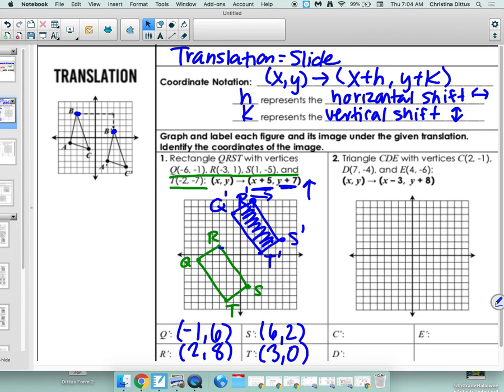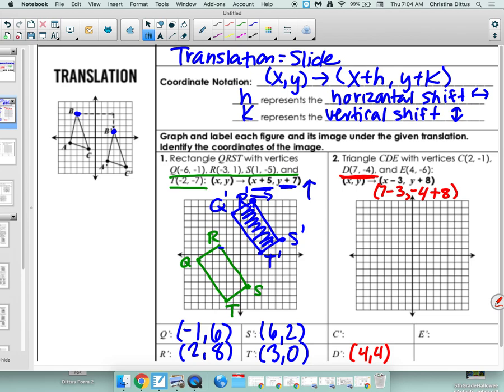Another way to do this is to just take your points from your pre-image and do the math associated with it. What I mean by that is, like, take D for example. D is 7, negative 4. Well, 7 is my x, so I can take 7 minus 3. My y is negative 4. I can take negative 4 plus 8. And my new D prime should be 4, 4.